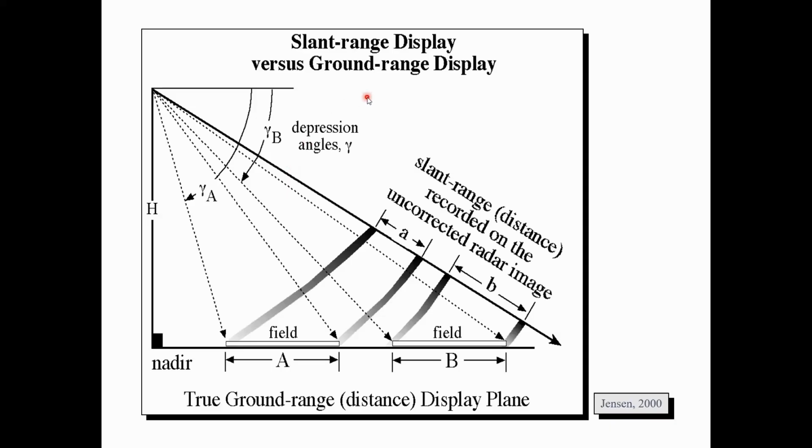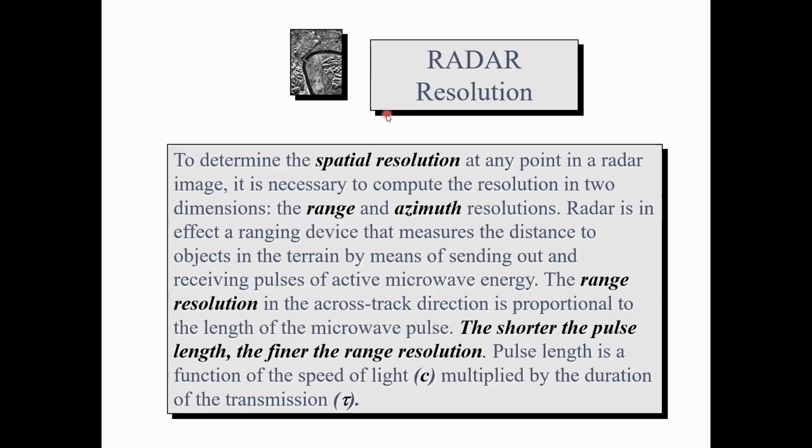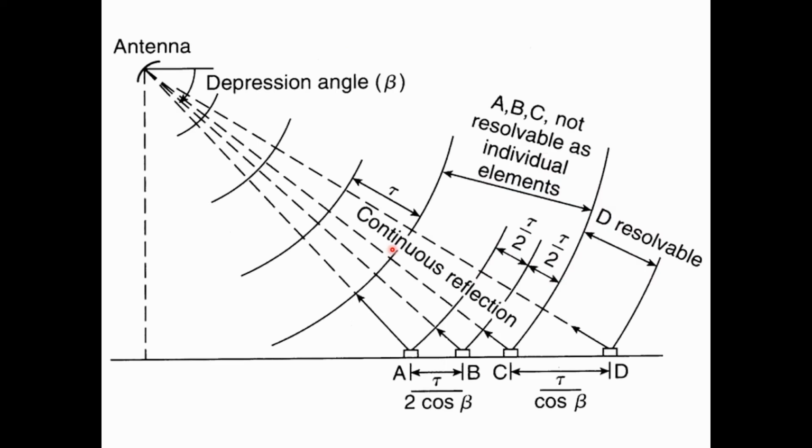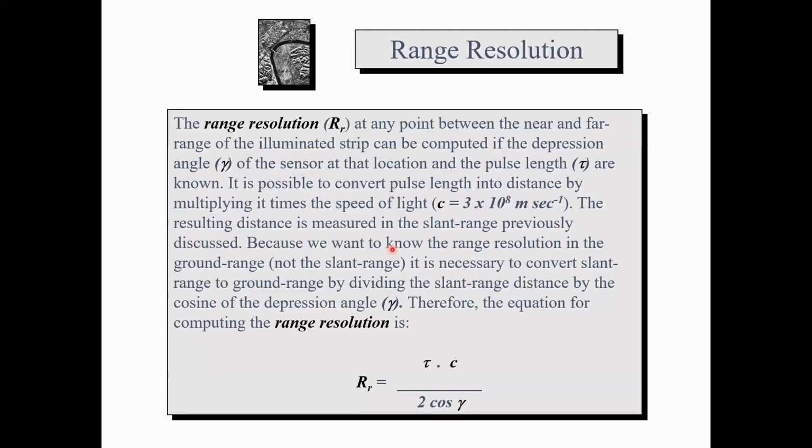I juggled between slides; I'll share both with you, but they're the same thing. Slant range here, spatial resolution, range resolution. You can see here how you're going to differentiate what I was trying to tell you. If the pulse is a particular length, how do you differentiate one and two? So it's just expanded, the same thing here, just to re-emphasize these points.